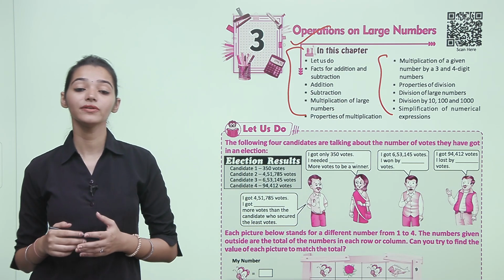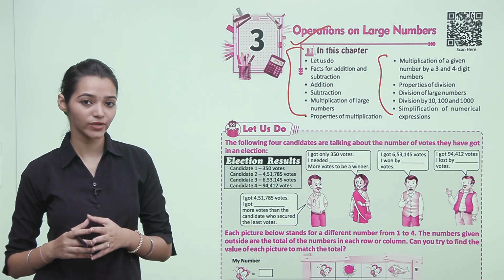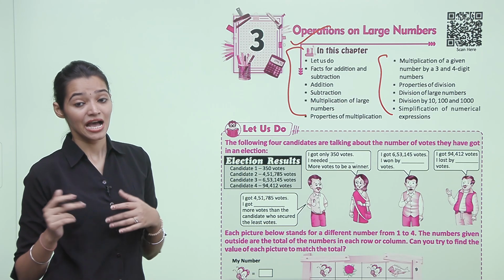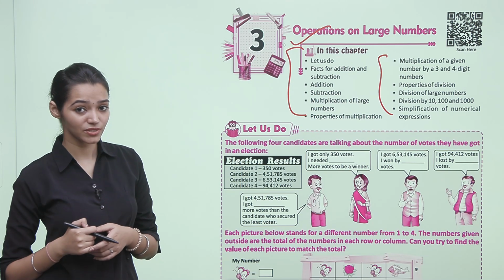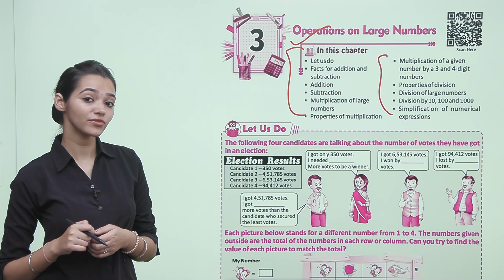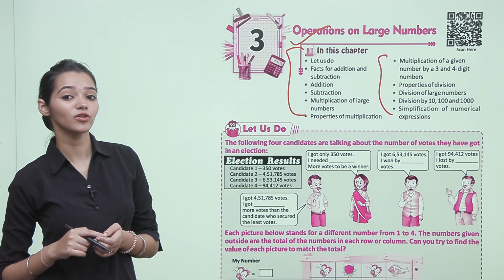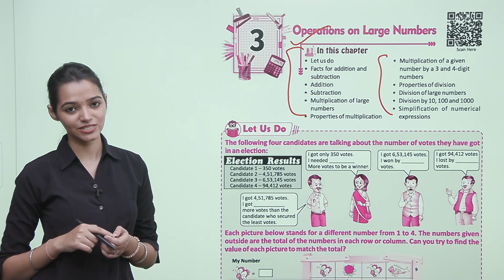Now in this chapter we will learn about the facts for addition and subtraction, multiplication of large numbers and their properties, and multiplication by 3 and 4 digit numbers. Then we will look at the properties of division of large numbers, 10, 100 and 1000, and then we will look at the simplification of numerical expressions.